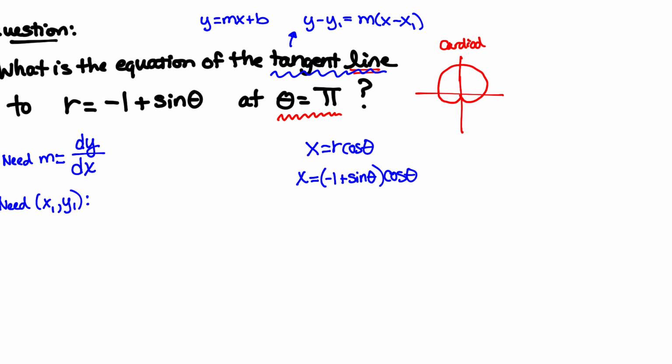Is everybody okay with that? Do you guys see that? All right, you're giving me Y. Y is what? Y equals r sine theta, and so how could I rewrite that? Absolutely, it's -1 plus sine theta times sine theta.